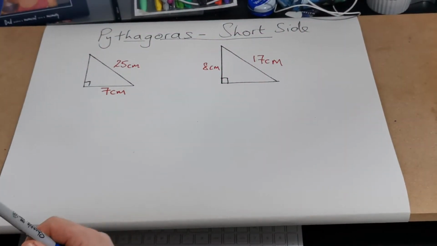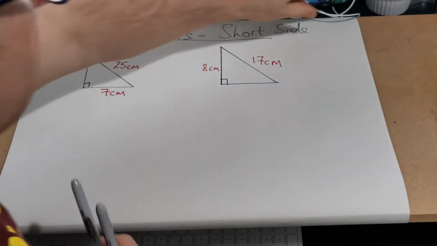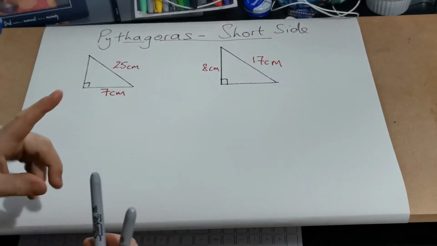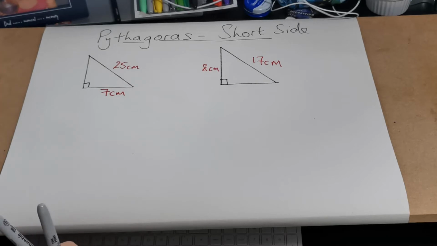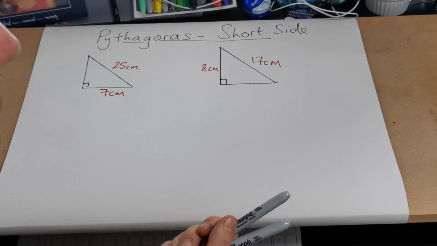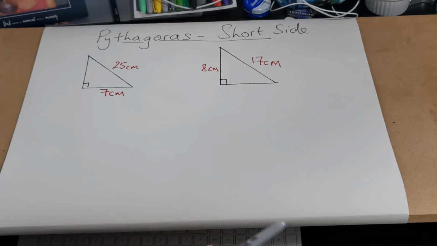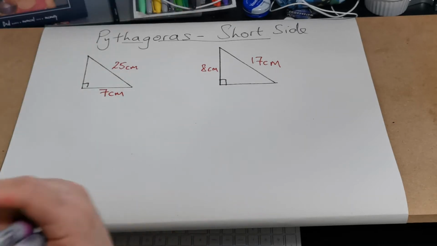Right, hi guys. Today we're keeping with the theme of Pythagoras, but this time we're going to work out the short side of our right angled triangle. Remember, for Pythagoras theorem to work, it has to be right angled. And even if it said, is this triangle right angled, what you would be aiming to prove was that the two shorter sides squared would equal the square of the longer side.